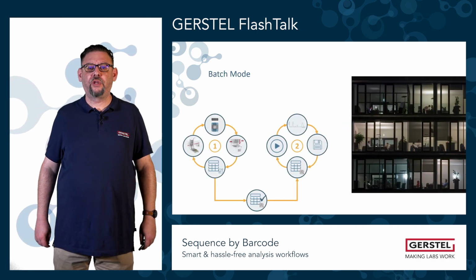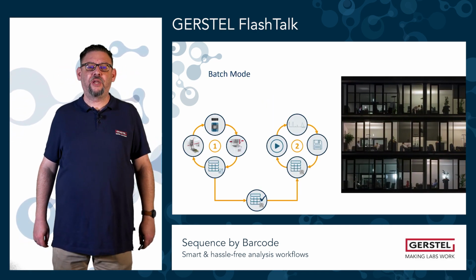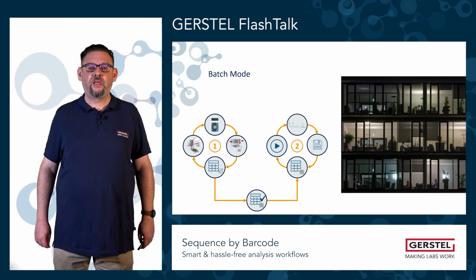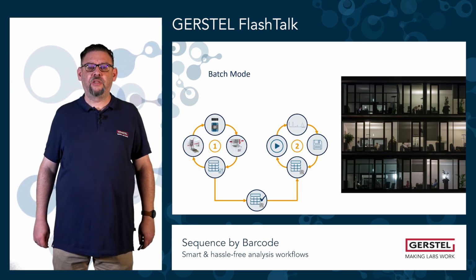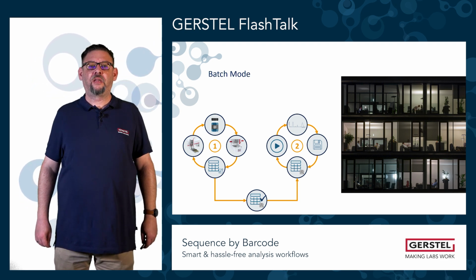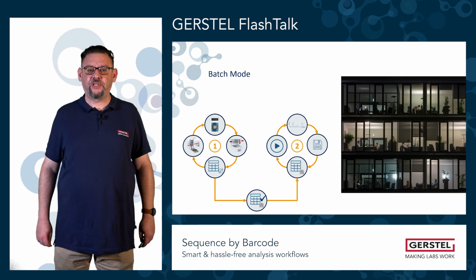In the night shift, we are working in the so-called batch mode. In the batch mode, the MPS robotic takes all sample vials from a tray and reads the information stored in the barcode. This information is then added to a sequence list. After that, the sequence list is processed.